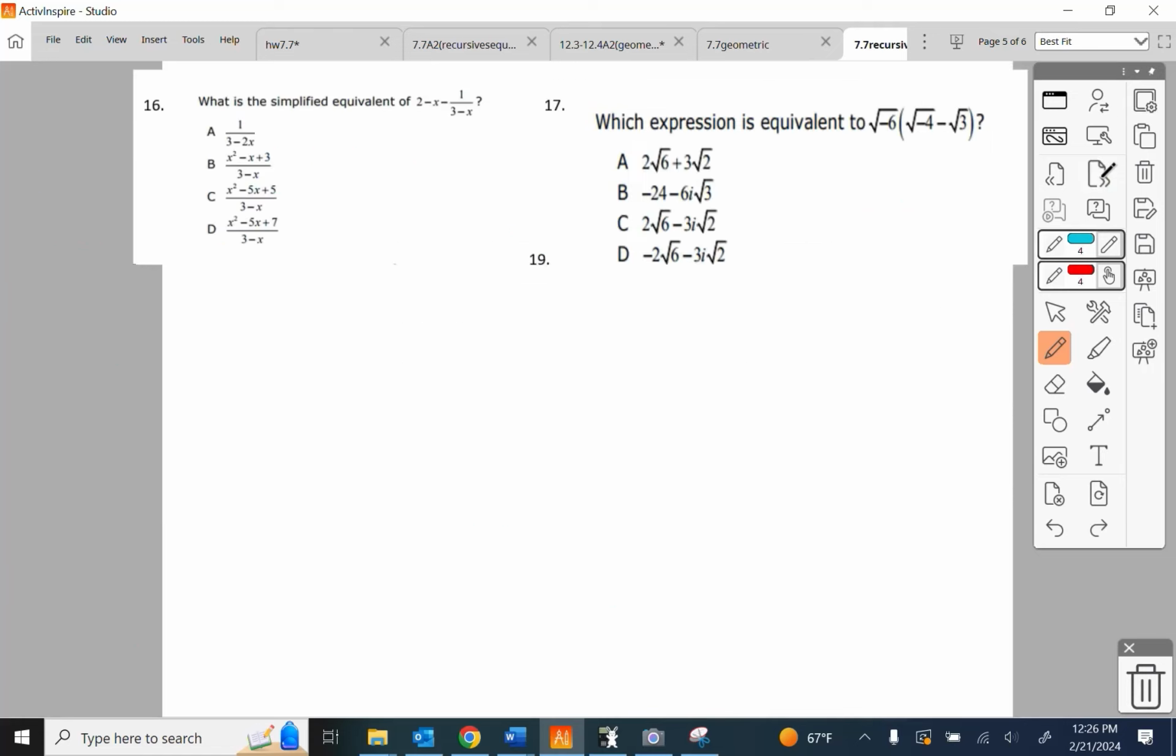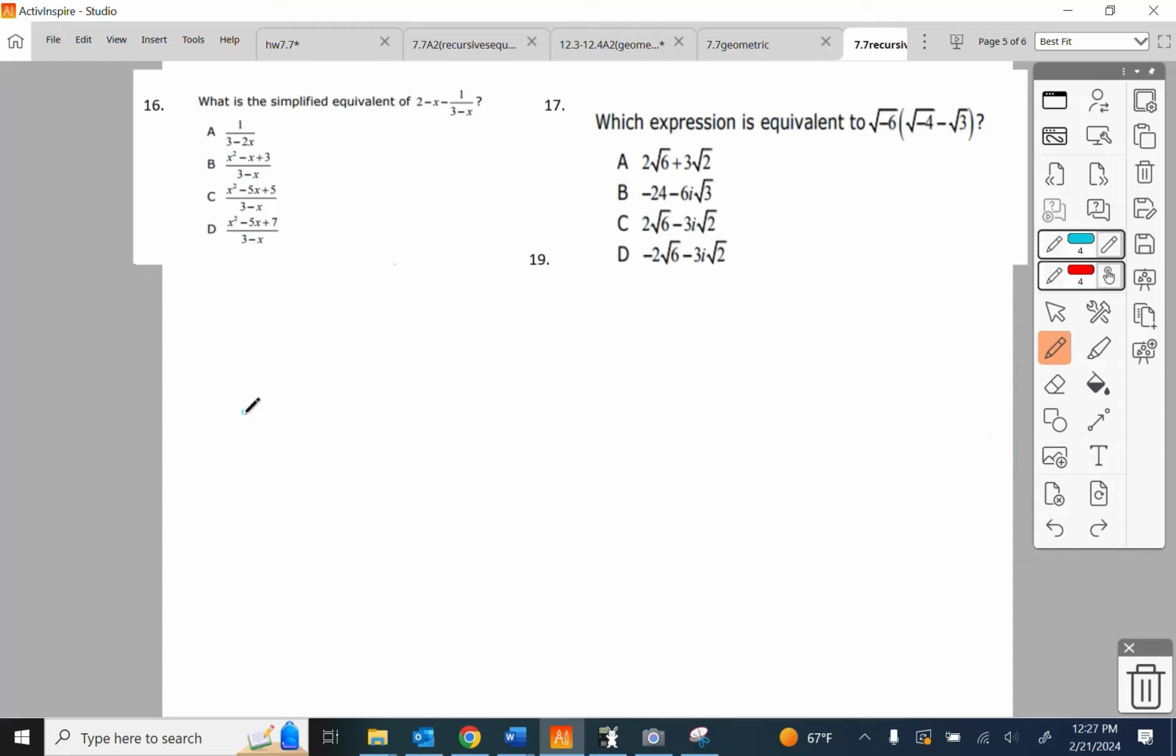5th grade math. Maybe 4th. I learned long division in 4th grade, I think. What is the simplified equivalent of 2 minus x minus 1 over 3 minus x? Blah. Blah. It's horrible.